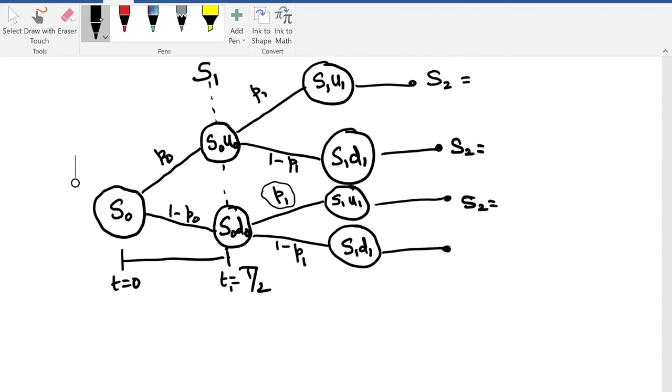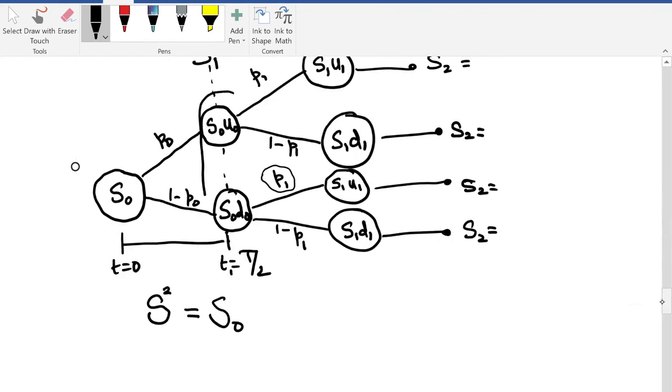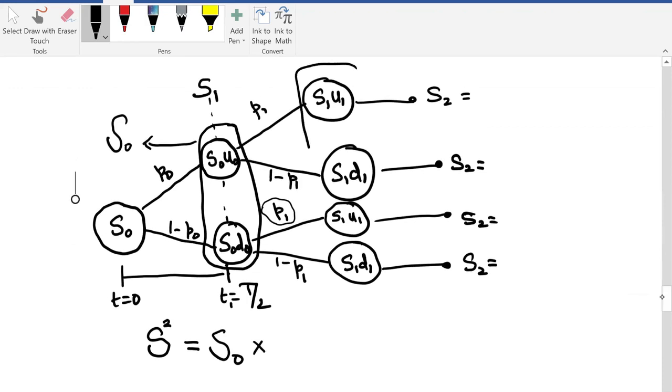First, let us try to construct the probability space for this. The sample set S2, because this will happen to be the product space, is nothing but script S naught cross script S1, right? So either this or this. This is your sample set S1.